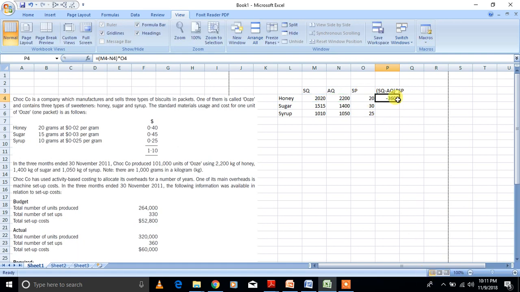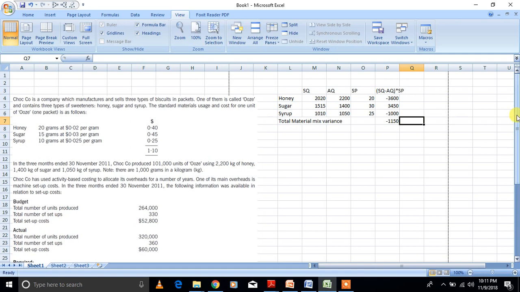Done. Drag it, equals this plus this plus this, or you could have used a sum function also. This is what you call total material usage variance, 1150 adverse. Done. They don't ask for the interpretation, they have asked you to do the calculation only.